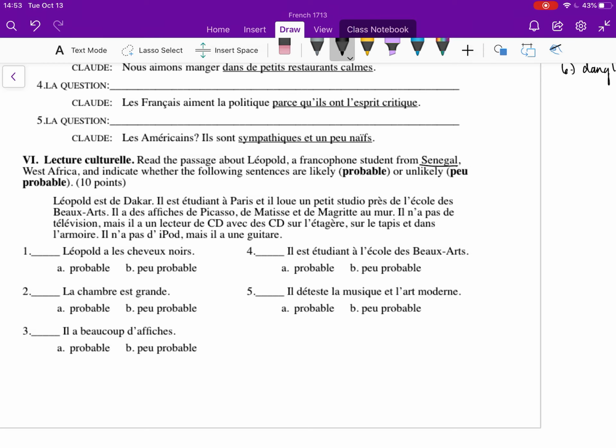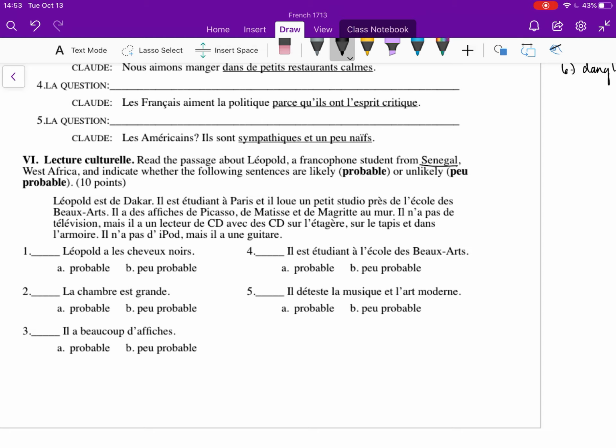Léopold est de Dakar. Il est étudiant à Paris et il loue un petit studio près de l'école des Beaux-Arts. Il a des affiches de Picasso, de Matisse et de Magritte au mur. Il n'a pas de télévision, mais il a un lecteur de CD avec des CD sur l'étagère, sur le tapis et dans l'armoire. Il n'a pas d'iPod, mais il a une guitare.